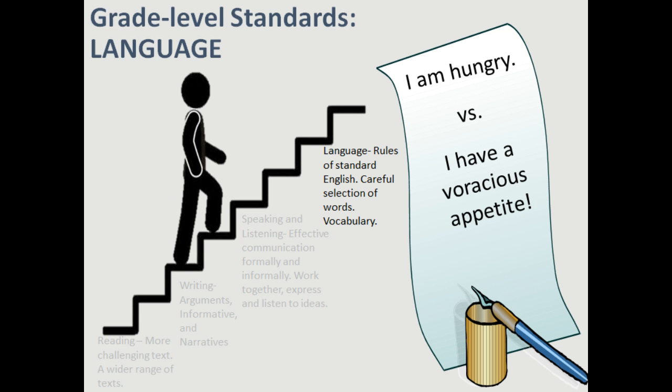The language strand features knowing the standard rules of written and spoken English, such as grammar, punctuation, and spelling. But the Common Core standards also approach language in terms of its richness and teaching students to understand the power of words. There is a very strong emphasis on vocabulary and understanding the relationships between words and how the word choices we make have a big effect on the messages we give.